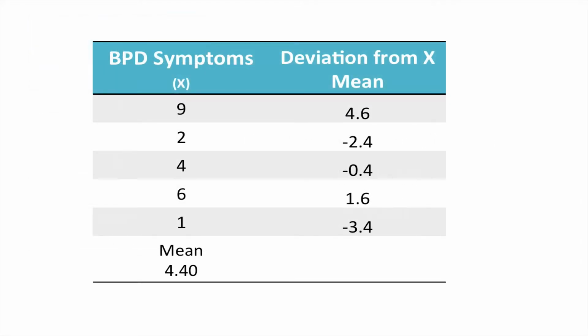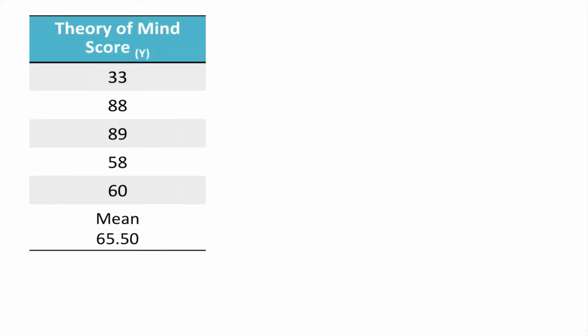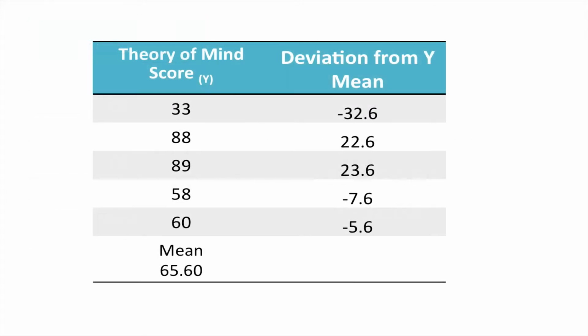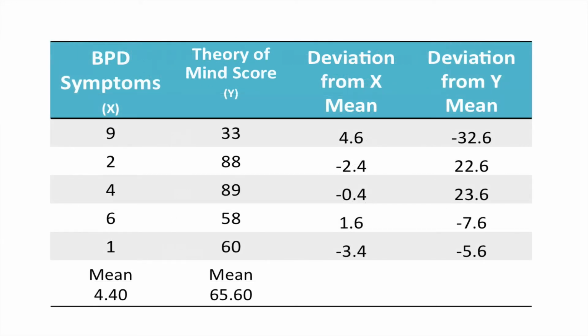So you see there we have all our raw deviations for the x variable. Now we're going to do the same for the y variable. Our first score is 33 and our mean is 65.5. So take 65.5 from 33 and you get minus 32.5. So there we get our deviations, and if we put them together in a table, this is what you get.